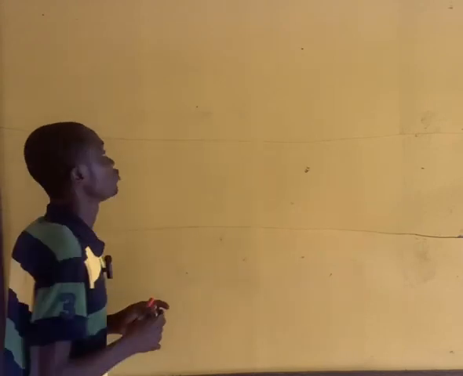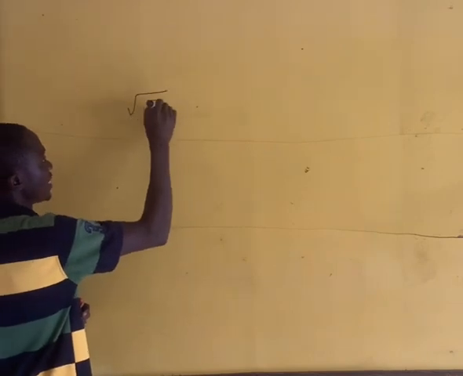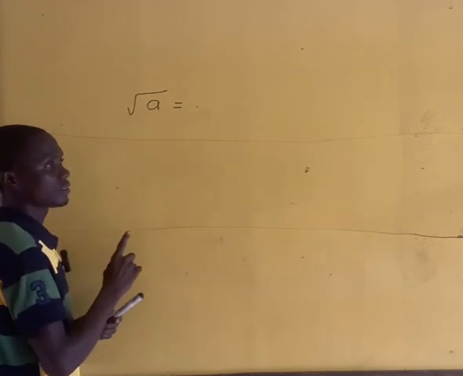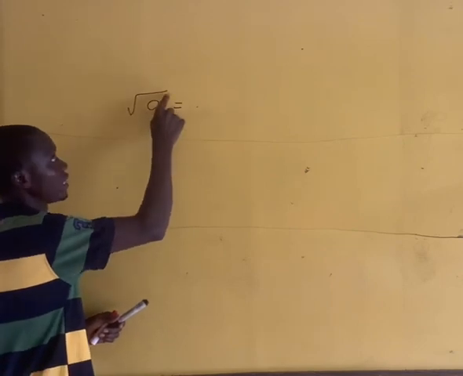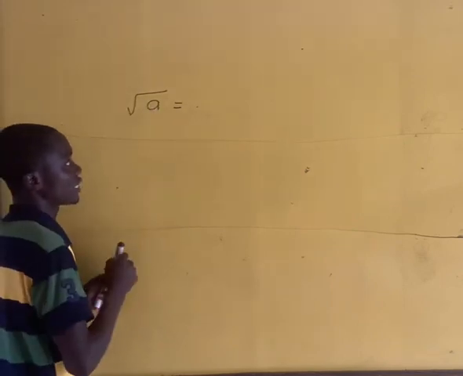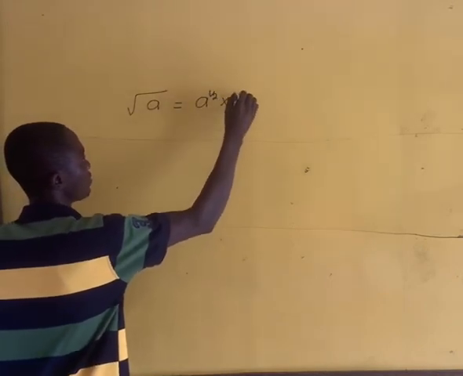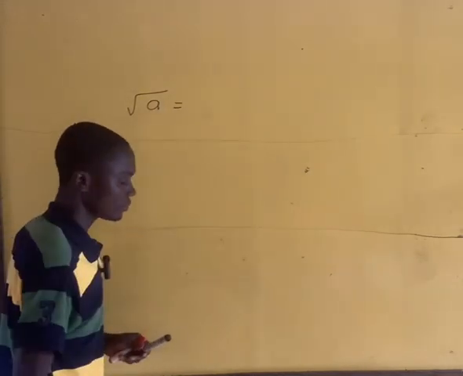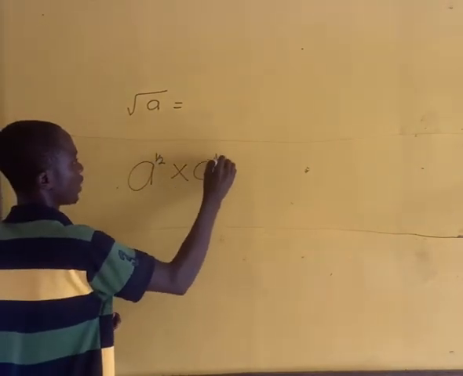You first start with radicals and then move downwards in a very simple way. If I write square root of say A, what does it mean? This means: what number will multiply itself to give me A? That is the meaning of the square root. So let me take this number: A power half times A power half.